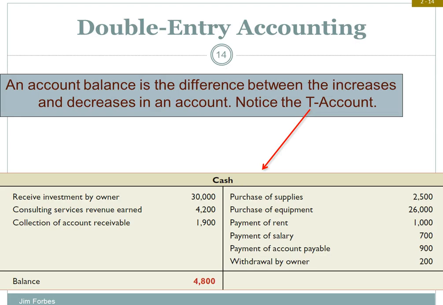Again, we have double entry accounting. So here we have a basic T account. Here's your T, and then here's your account title. And here we're just using cash. Now you'll notice that there are entries both on the debit side as well as the credit side. Yes, you are increasing cash here, but you're using cash maybe to purchase things or pay your bills.